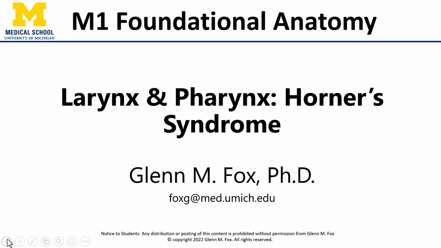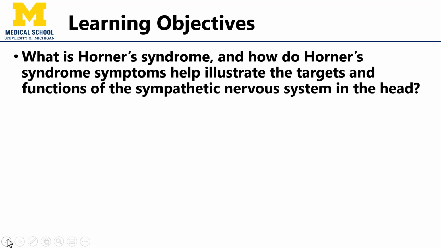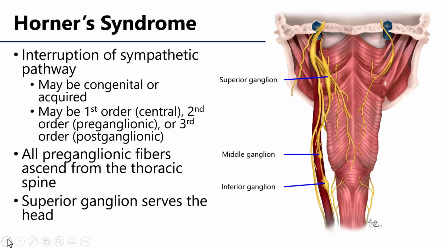Let's talk about Horner syndrome. In this video, we'll discuss Horner syndrome and how its symptoms illustrate the targets and functions of the sympathetic nervous system in the head. So Horner syndrome is the result of an interruption of that sympathetic pathway either within or between the brain and the remainder of the head. And it may either be congenital, meaning present at birth, or acquired, via injury or infection.